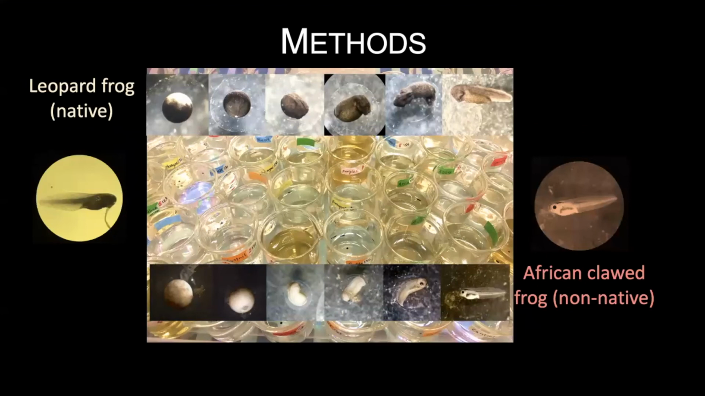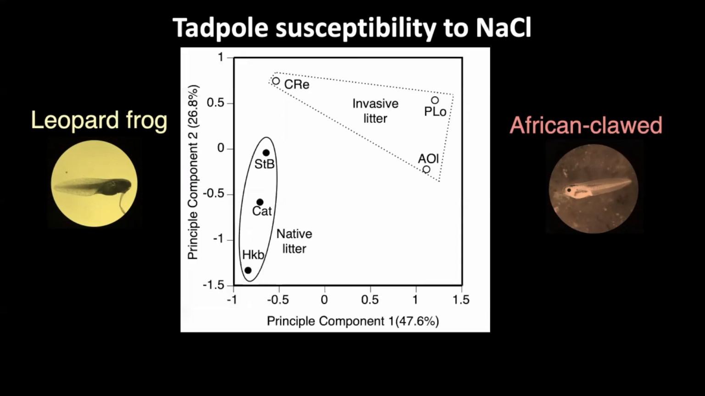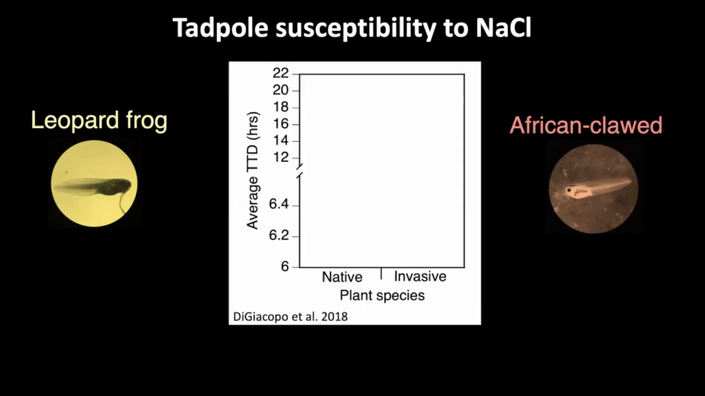So once these embryos reached the tadpole stage, we conducted a standard toxicological assay to see how susceptible they were to salt. On this figure, on the x-axis are the plant species, either native or invasive. On the y-axis is average time to death when exposed to salt. For the plant species, I combined, for the sake of time, native versus invasive species, because we found that native leaf litter chemical profiles were more similar to each other than invasive leaf litter leachates.